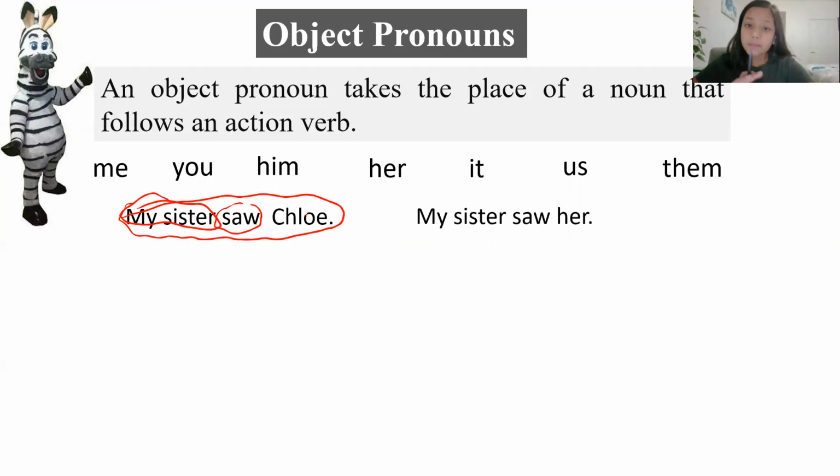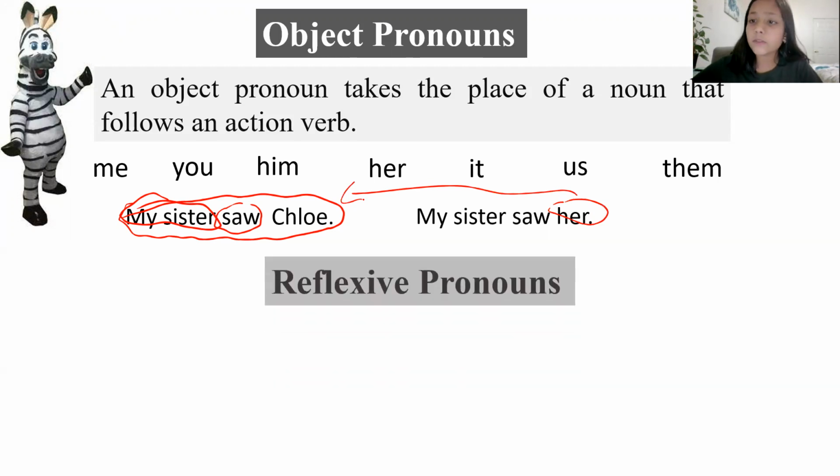So remember, I need to tell you one more rule, gender-wise pronouns. Pronouns have to be gender-wise. Like Chloe is a girl, so we'd use a pronoun like her or she. In this case, it's her. So my sister saw her. So her is the pronoun here, which refers to the object of this sentence, which is Chloe.